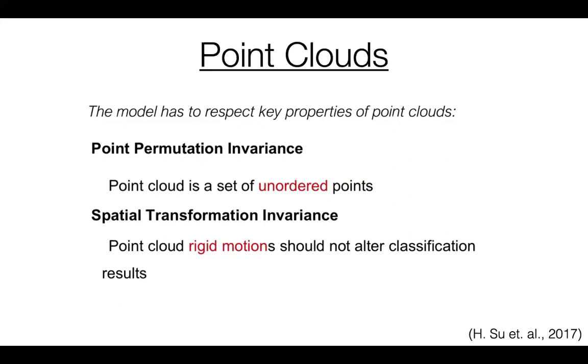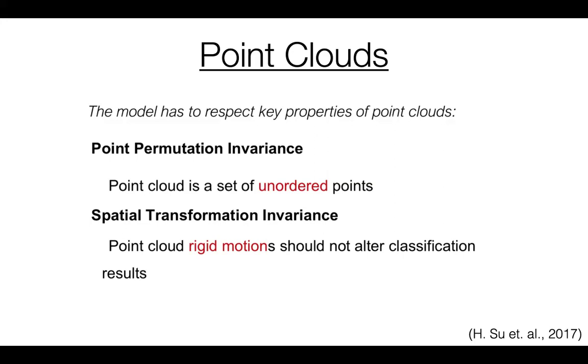The same way the convolution preserved translation invariance, you want an operator that preserves permutation. And for point clouds, this is very important. Otherwise, the network doesn't learn anything meaningful. And also, we need a spatial transformation invariance, not just translation, but general transformation. Because if you apply a rigid motion to all the points, we need to get the same results.